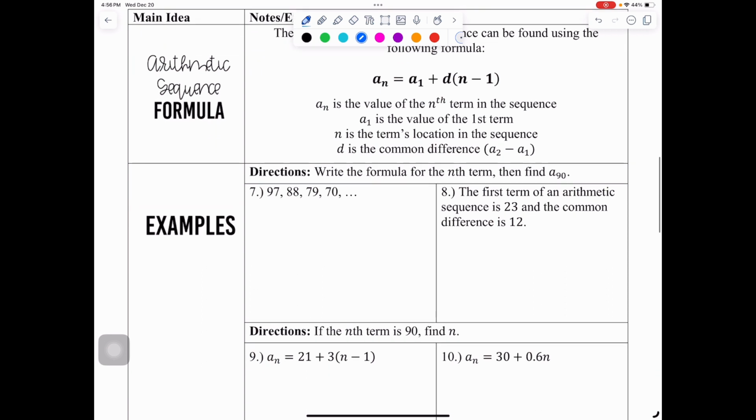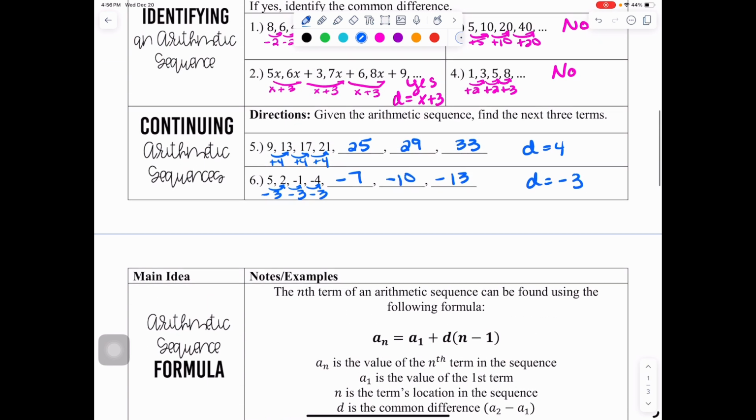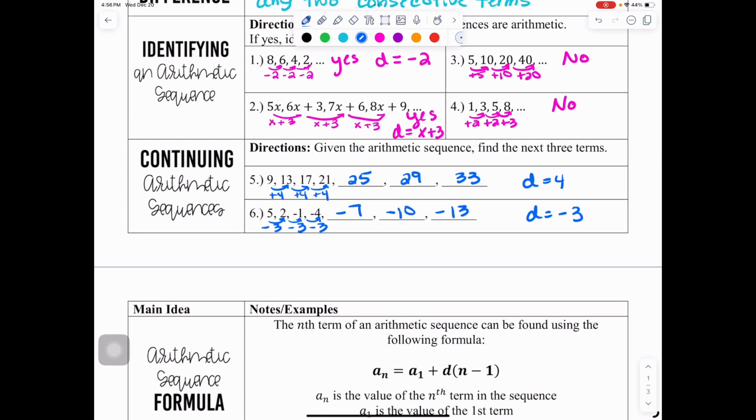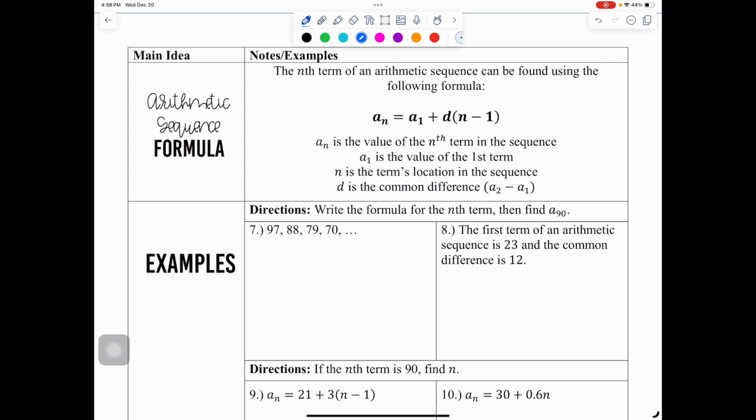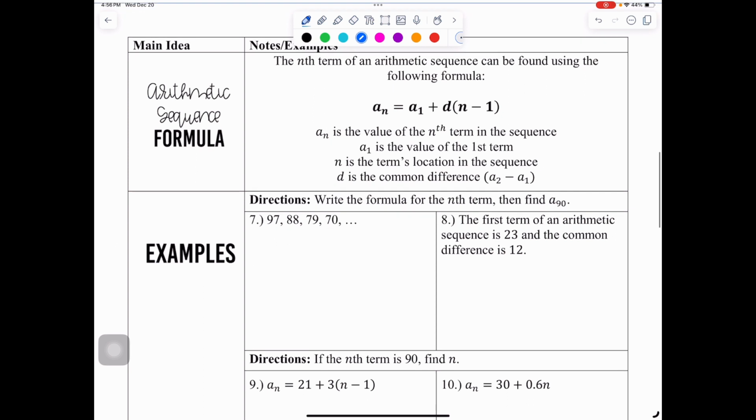So in the examples, we will first, in 7 and 8, write the formula for the nth term and then also find a sub 90, which means we're finding the 90th term. We can't find the 90th term doing something like we did where we continue the sequence. I'm not going to list all these numbers out until I get to the 90th one. So the formula is really helpful because we are allowed to jump very quickly to any location in the sequence without having to spend time extending the pattern for who knows how long. So that's the benefit of writing the formula.